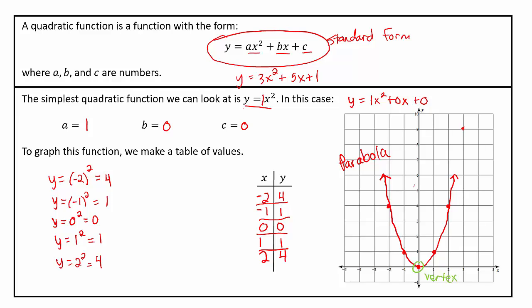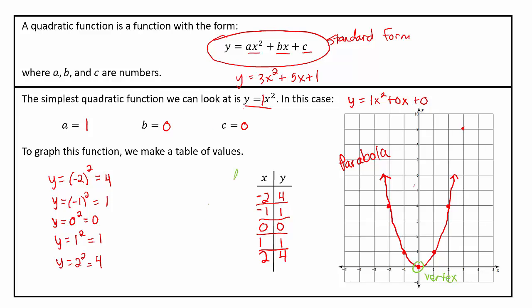And the word vertex actually comes from a Latin word that signifies the most of something. So this is saying like the most. It's actually the minimum or the maximum of our graph, depending on which way our graph opens, whether it's up or down. So this opens up, so our vertex is the minimum of our graph. It's the very lowest point.